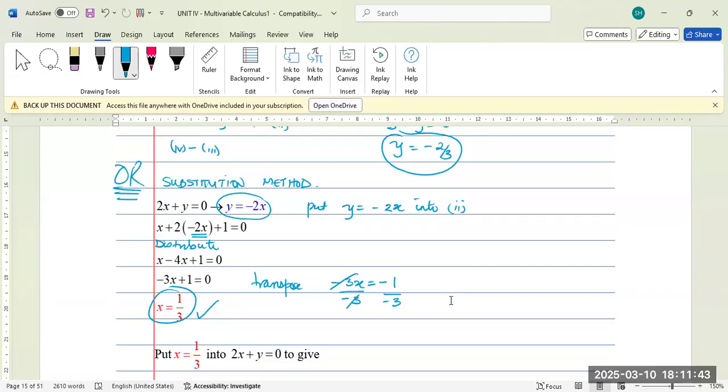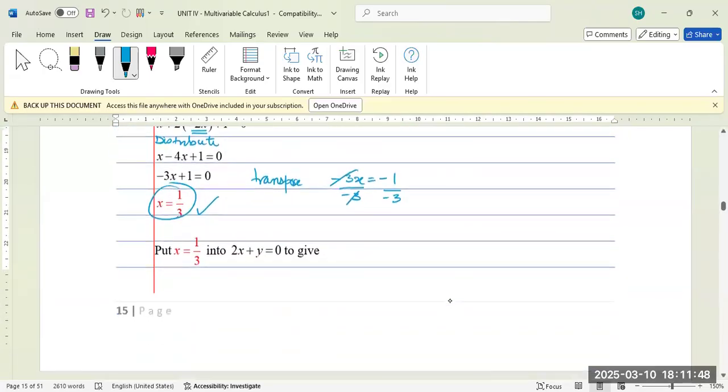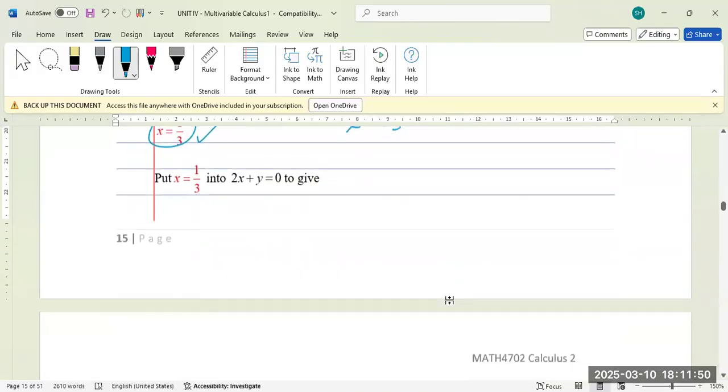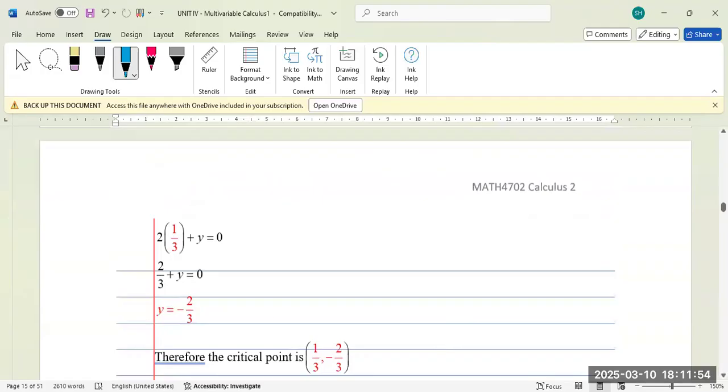So continuing, anywhere in the function I see x, I'm going to put 1/3. So that now becomes 2 open bracket 1/3 close bracket plus y equals 0, which is what I have here. And 2 times a third is 2/3, and then I transpose, I get that. So my critical point is going to be 1/3, negative 2/3. Any questions?